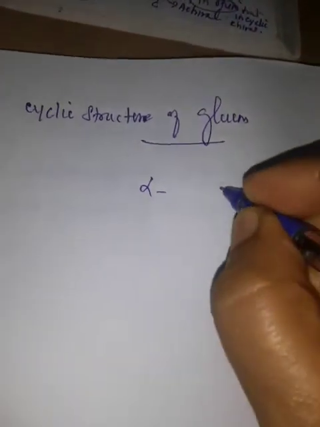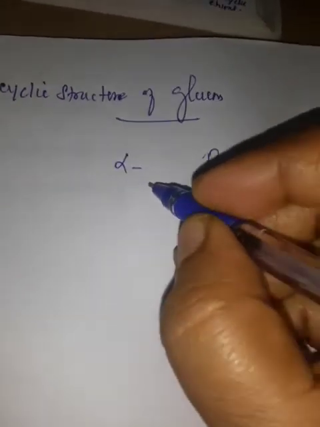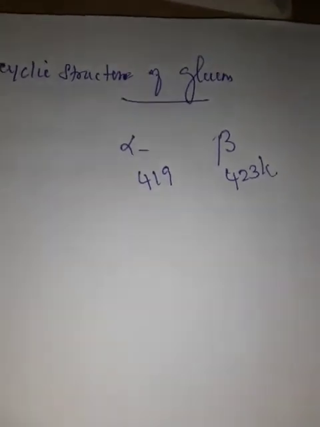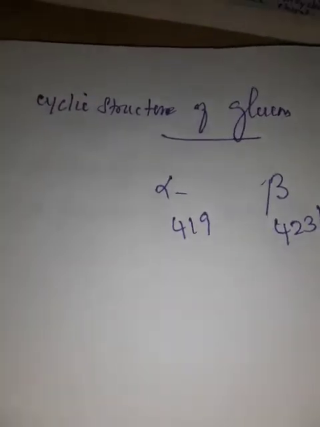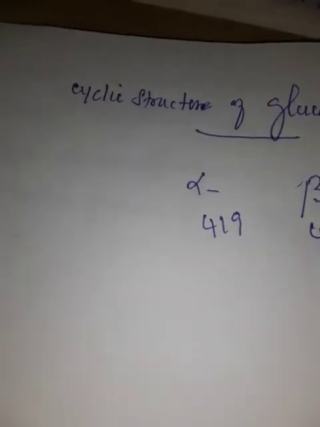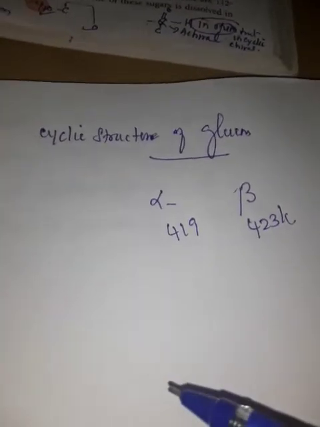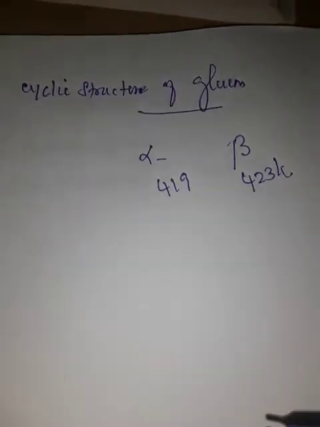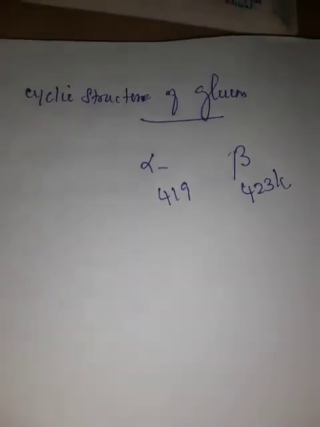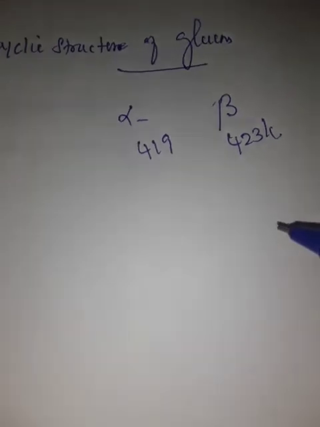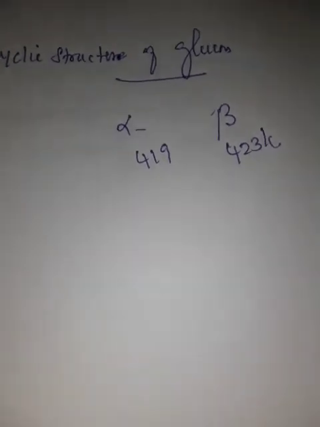Glucose is found to crystallize in two different forms, the alpha form and the beta form. Alpha form melts at 419 Kelvin, beta form at 423 Kelvin. To explain these, it was proposed that one of the hydroxyl groups reacts with the aldehyde group. There are 6 carbon atoms, with 5 OH groups present, and one of the OH reacts with the aldehyde group to form a cyclic structure or hemiacetal structure.